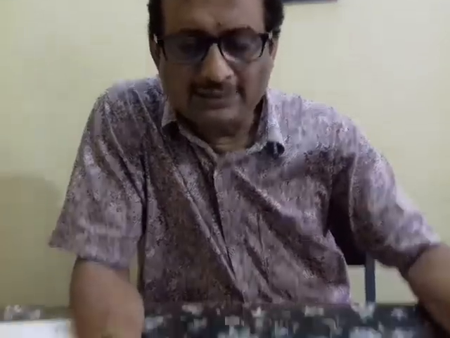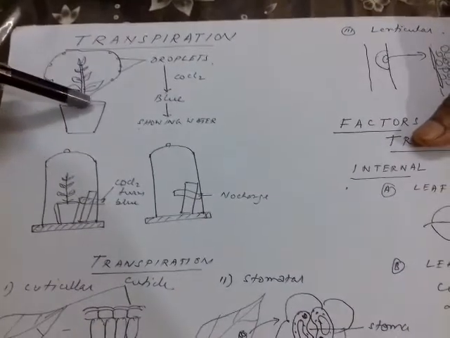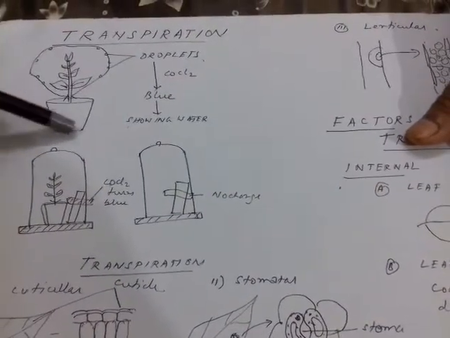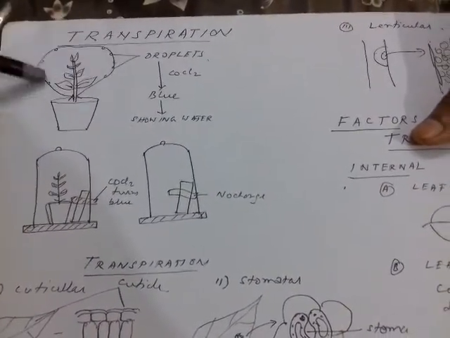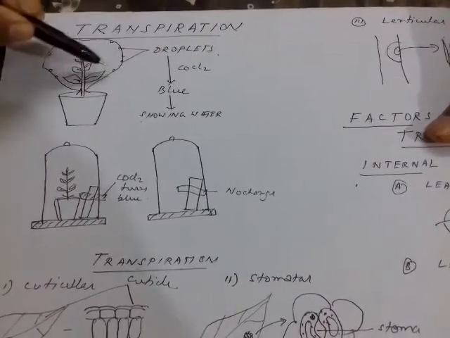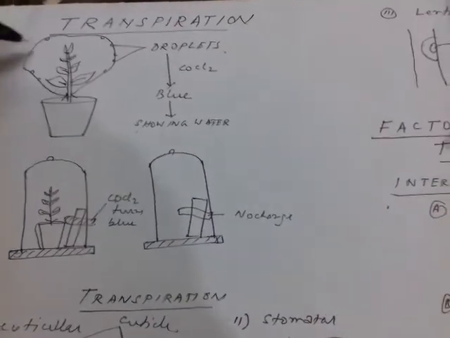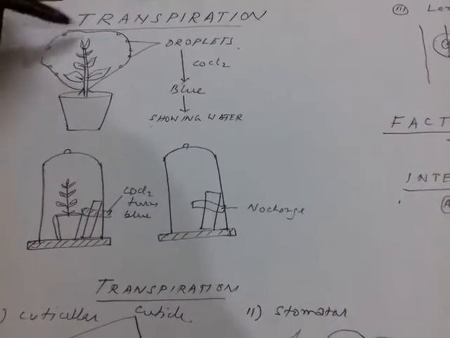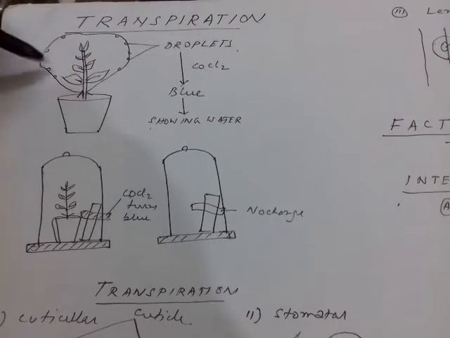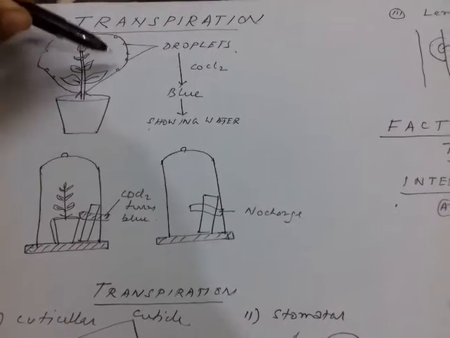Now we'll see an experiment here. You can see an experiment where we take a potted plant, and this potted plant is covered with a plastic sheet. It's like a transparent polythene sheet. After a few moments you will see the polythene sheet becomes heavy and droplets of water appear on the surface. We do not know yet that it is water, but we see droplets appear on the surface.